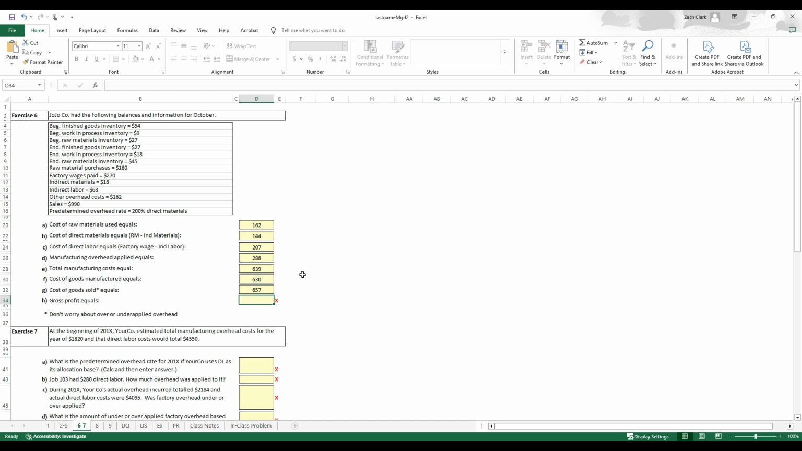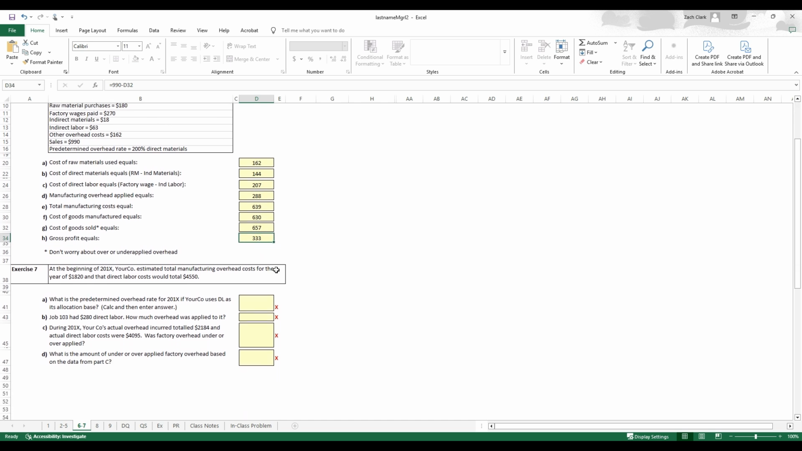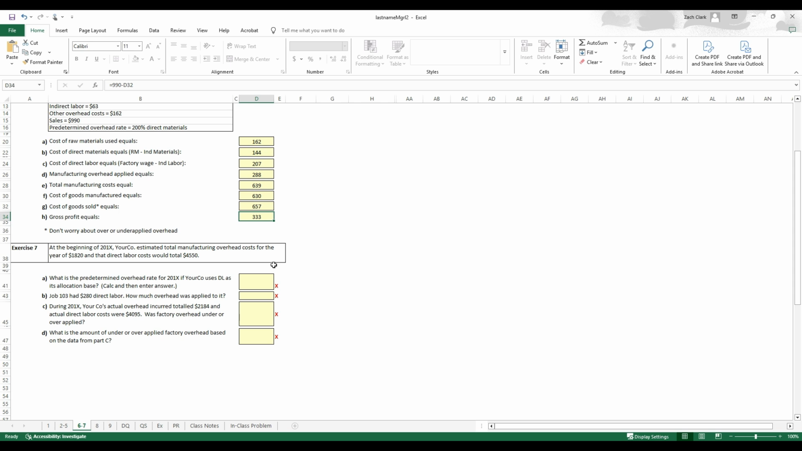And then the last step, we had $990 in sales minus our cost of goods sold to give us 333. Okay. Hopefully that was clear. Okay. Let's go to exercise 7.